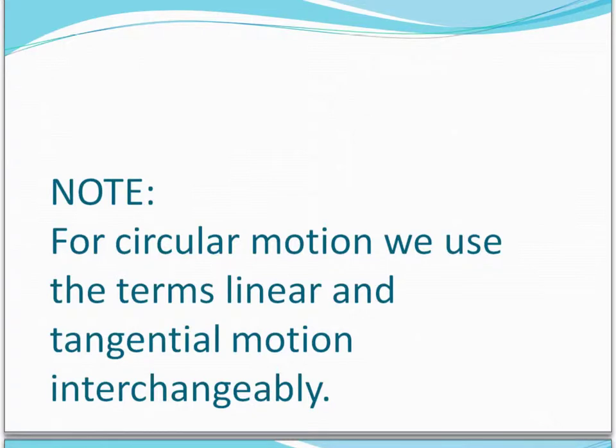Alright, for this chapter, for circular motion, we use the terms linear and tangential motion interchangeably. Because we said that linear was a straight line and our tangent lines are a straight line. And we're going to be using those interchangeably in this chapter. So if you hear me say linear motion or tangential motion, it's basically the straight line path carrying on from the side of the circle there.